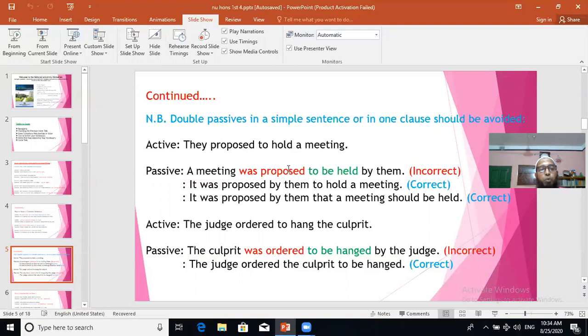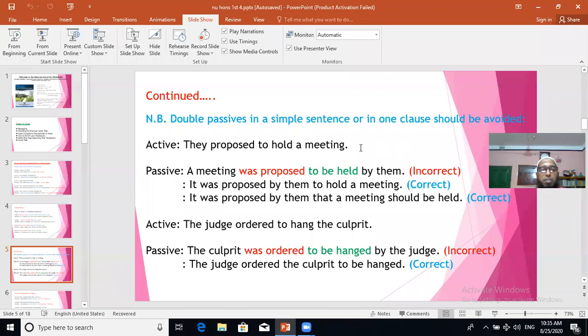A meeting was proposed. They proposed a meeting. A meeting was proposed to be held. In the infinitive, we use be after to: to be held by them. This is incorrect actually. If we change the voice of these two verbs, I mean the main verb and the infinitive, so double passive is incorrect in a simple sentence.